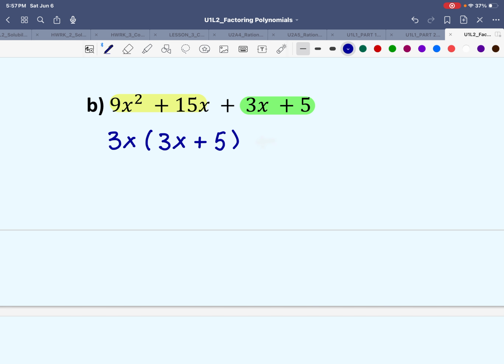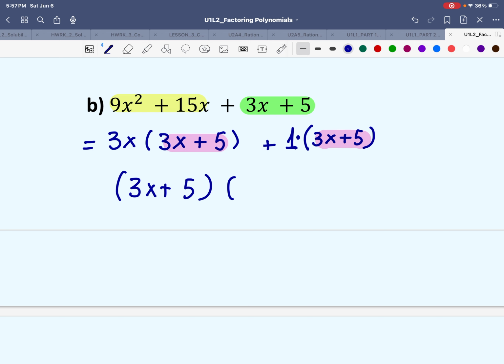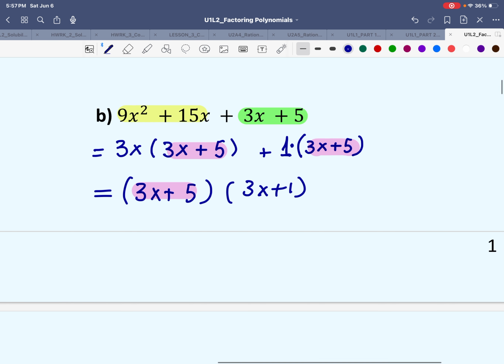So we have 9x squared, 15x, in factored form here. And 3x plus 5, there is nothing we can factor there, and when that happens, what we're going to do is write a fake 1 in here, because 1 is the other factor. We need to make it visible so that we can factor more easily. So as you can see now, we have a common factor of 3x plus 5. We'll take that out. And the other factor would be 3x plus 1. And with this, we're done factoring by grouping.